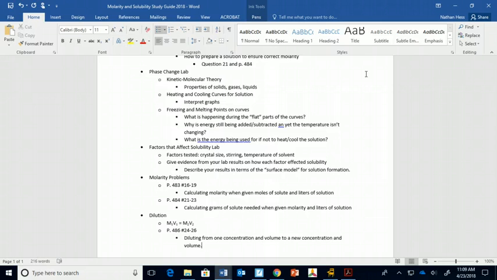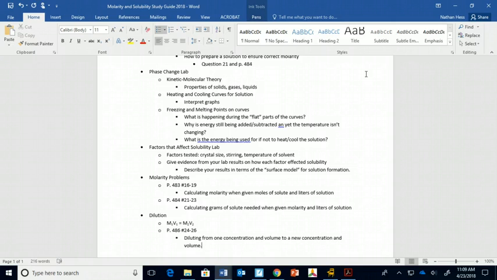All right. We talked about the factors that affect solubility. You did a good lab about that, where you decided how you were going to test how crystal size and the stirring rate and the temperature of the solvent, how those three things affected how things dissolve. And so I would want you to be able to give evidence from your lab results about how each factor affected solubility. Talking about, hey, when I did X and Y and Z, here's what happened. Some good solid results behind that.